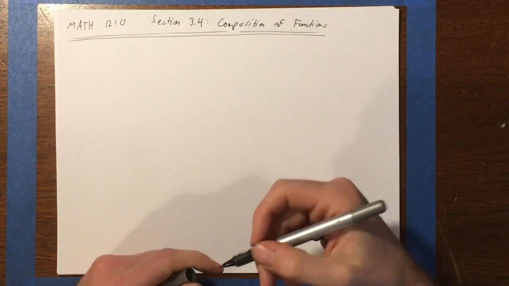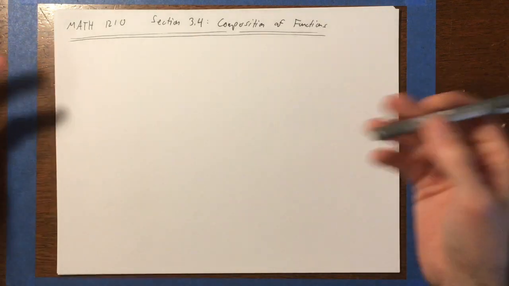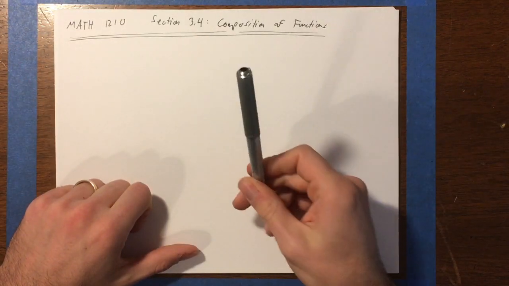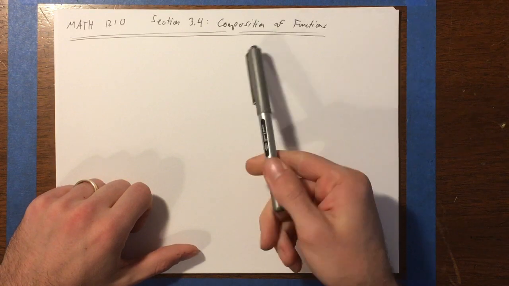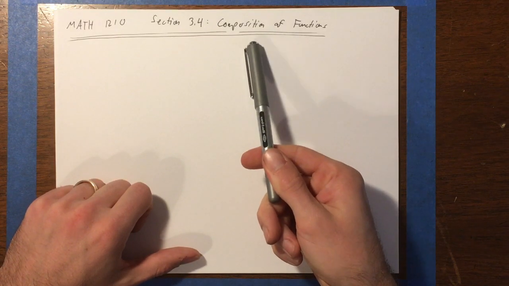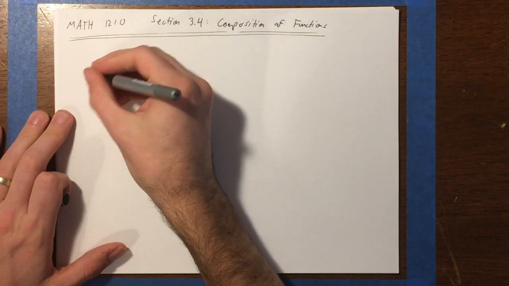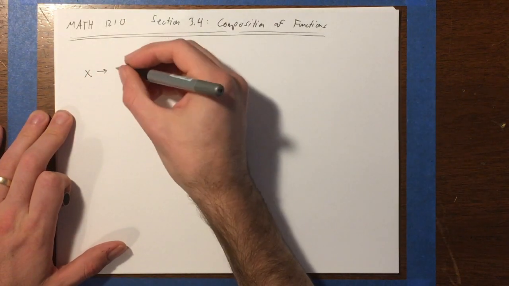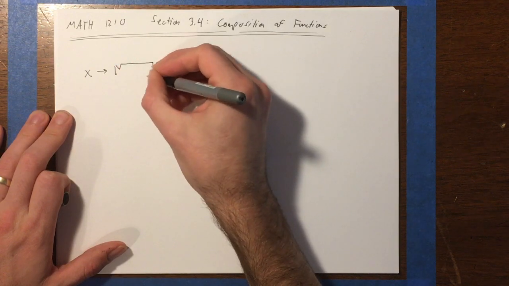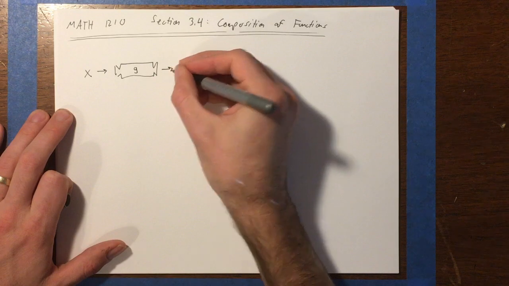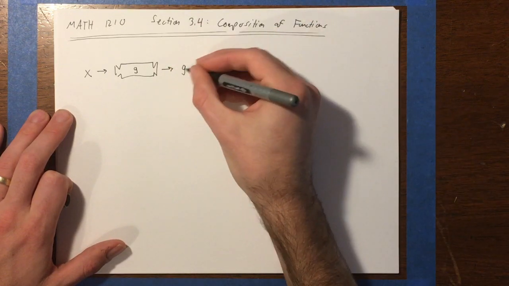Like you can add functions together, you can take two functions and multiply them together, or divide one function by another function. But one of the most important ways to combine two functions together is using an operation called composition. So what is composition? Well, let's say you take a number, x, and you put it into a function. Let's call that function g. Then what's going to come out the other side as your output would be g of x.